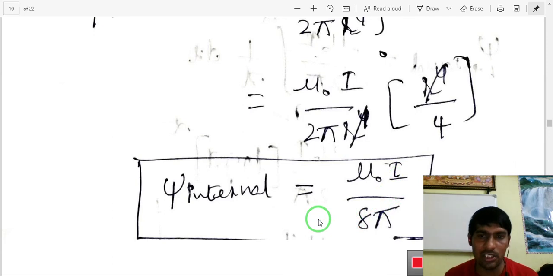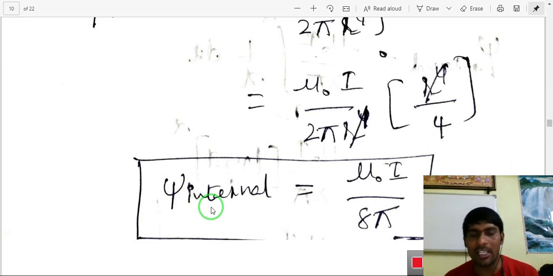This is about the flux linkage due to internal flux. The final formula is ψ internal equals μ₀ I by 8π. If you know the μ₀ value and the current through the conductor, since 8 and π are constants, you can find the flux linkage due to internal flux. Then you go for the flux linkage due to external flux. By combining those two, you get the total flux linkage of a single conductor. Then you can find the inductance of a single conductor. So this is about the flux linkage due to internal flux.